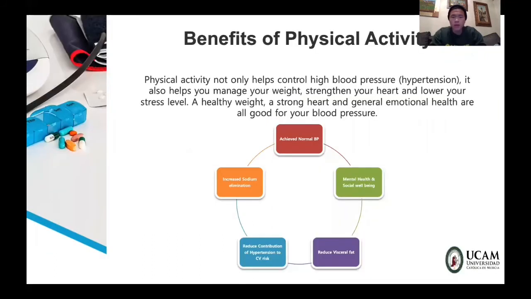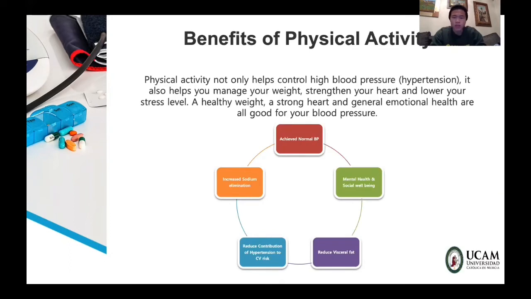Okay, so we're going to talk about the benefits of physical activity. Physical activity not only helps to control your high blood pressure or hypertension, but it also helps you to manage your weight, control your body mass index, strengthen your heart, and lower your stress level for better mental health. A healthy weight, a proper body mass index, a strong heart, and good emotional health are all good for your blood pressure. Here we have 5 examples of the benefits of physical activity for hypertensive people.